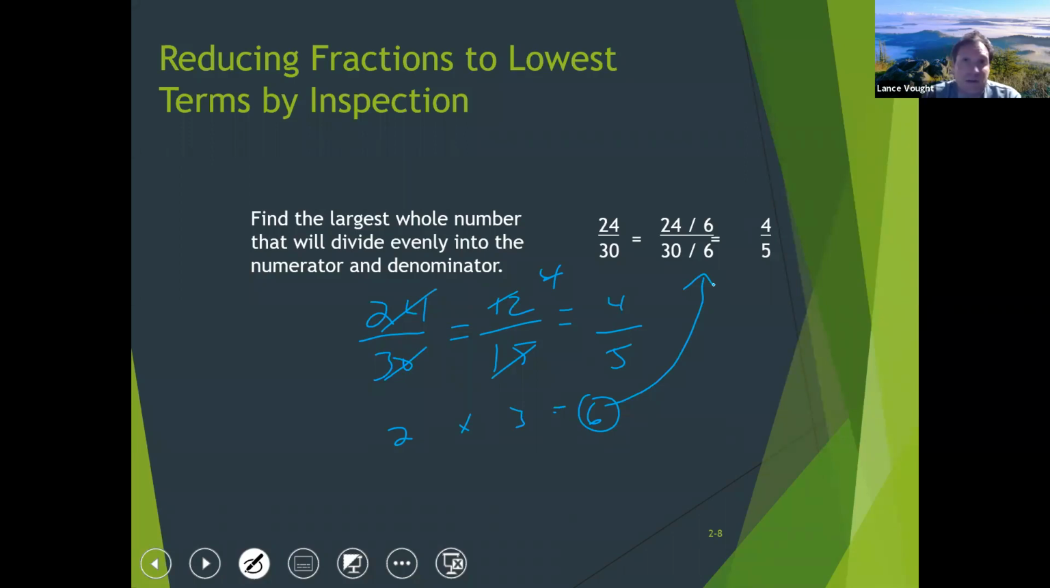So 24/30 is equivalent to 4/5. That means if you had a 30 slice pizza and you ate 24 slices of it, it's equivalent to a 15 slice pizza where you ate 12 slices. And it's also equivalent to a 5 slice pizza where you ate 4 of them. Same relationship.